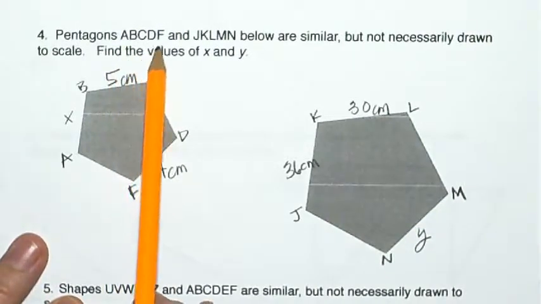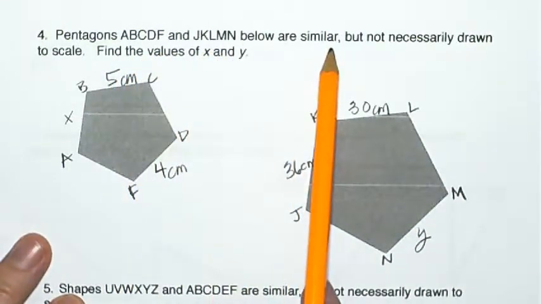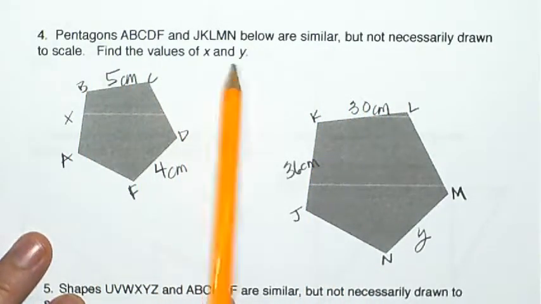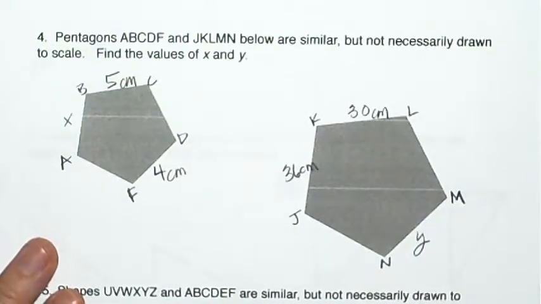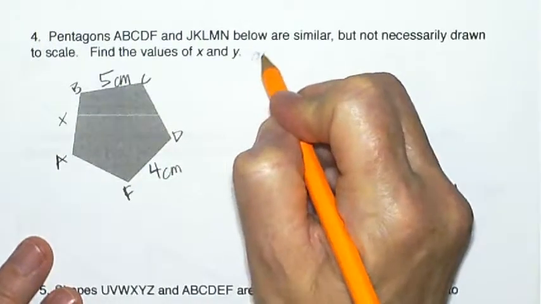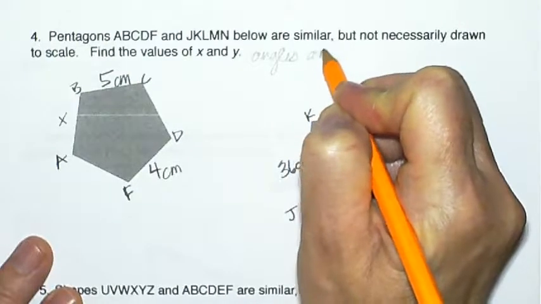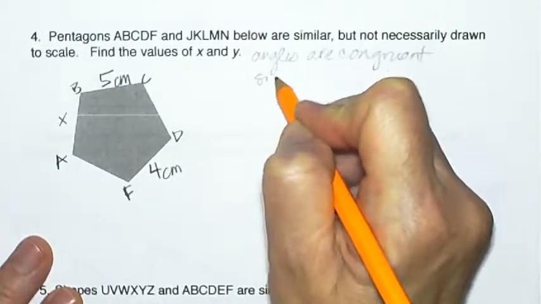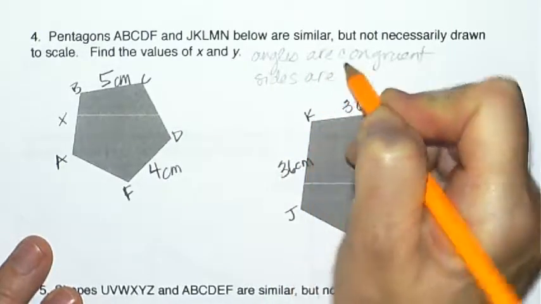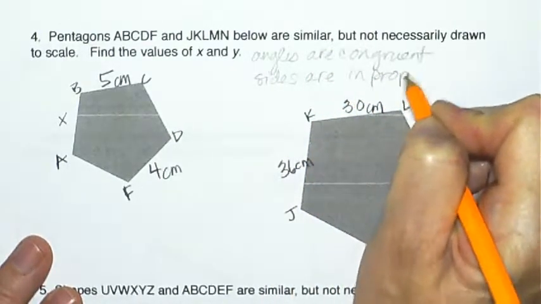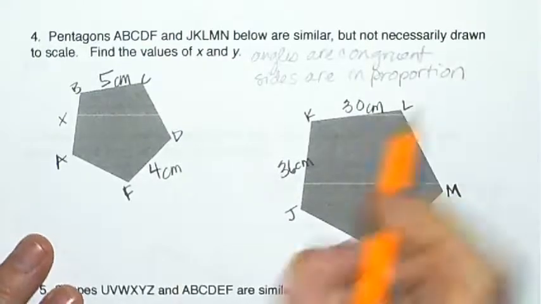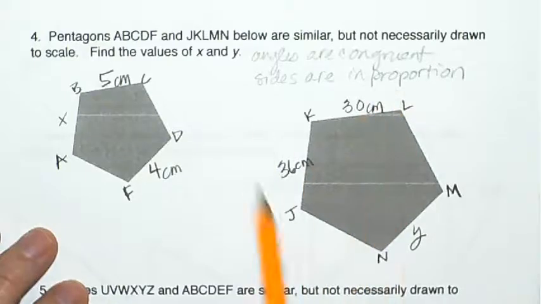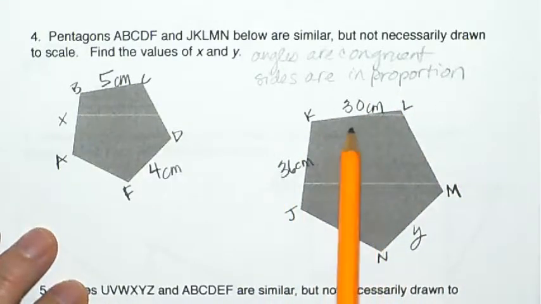Pentagons ABCDF and JKLMN are similar, but not necessarily drawn to scale. Find the values of X and Y. Okay, well, if these are similar, we know that the angles are congruent and the sides are in proportion. So that means whatever I do to this side to get the corresponding side in this pentagon. And yes, it is 30.